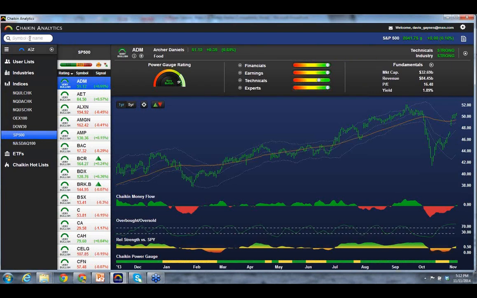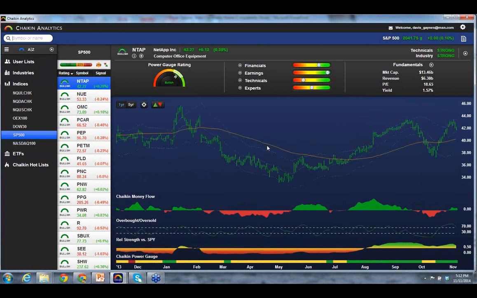So when we look at NetApp, we see a stock where the power gauge went bullish back last summer. Soon it had its personality change. Relative strength is now very solid. We have good Chaikin money flow. We're above our long-term trend, and we're coming out with earnings. So this is the kind of bet I would look to make on a stock where I expected something good to happen in the short term.